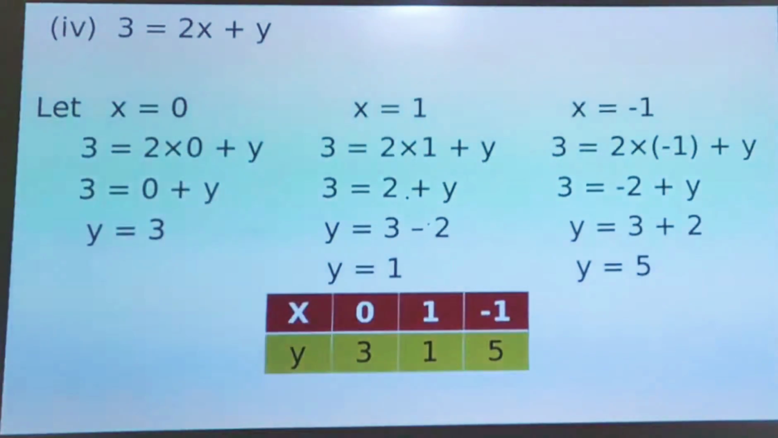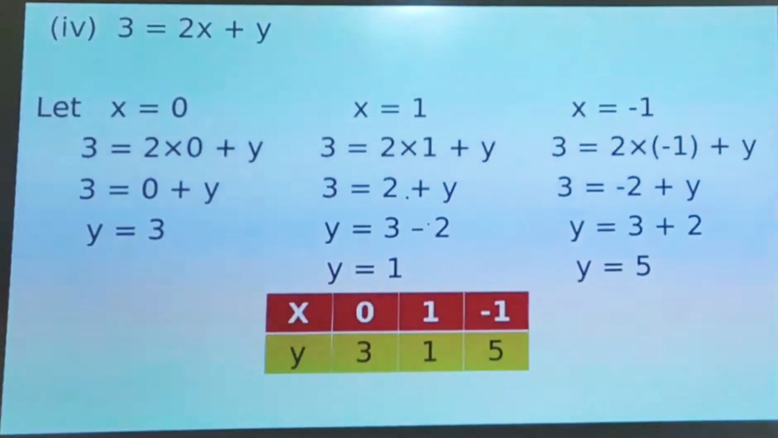The linear equation is given as 3 equal to 2x plus y. Now, again let us take first x as 0. So when x equals 0, we insert the value of x in the given equation. So we will get 3 equal to 2 into 0 plus y. That is 3 equal to 0 plus y. That is y equal to 3.